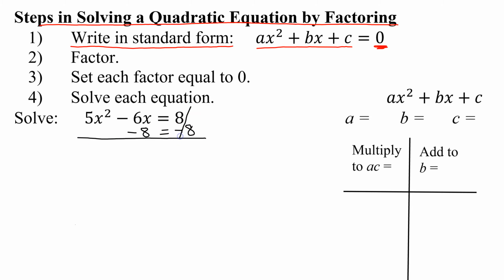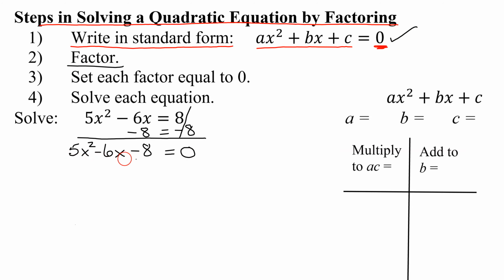And 8 minus 8 on the right is going to give me the 0 that I need on the right-hand side. And on the left-hand side, I have unlike terms, so I'm just going to write them in descending order. 5x squared minus 6x minus 8 equals 0. So that is step 1 done. Now step 2 says factor.